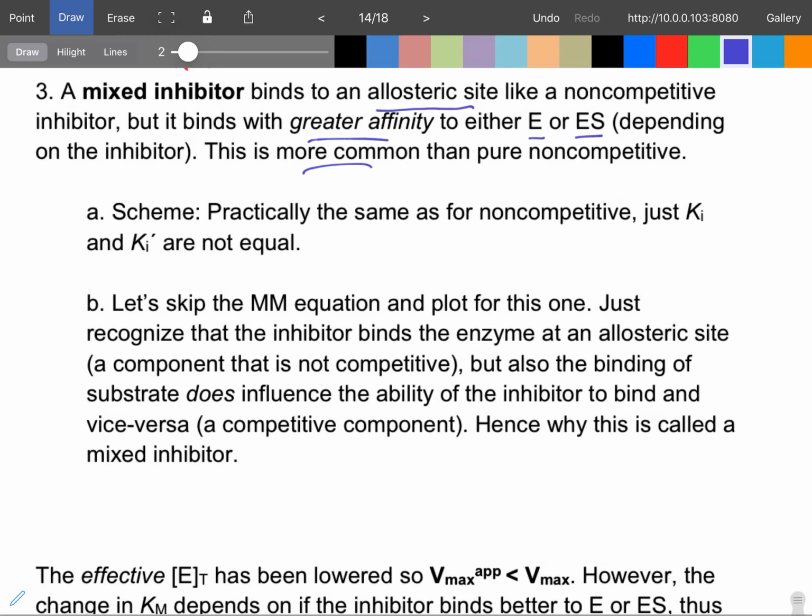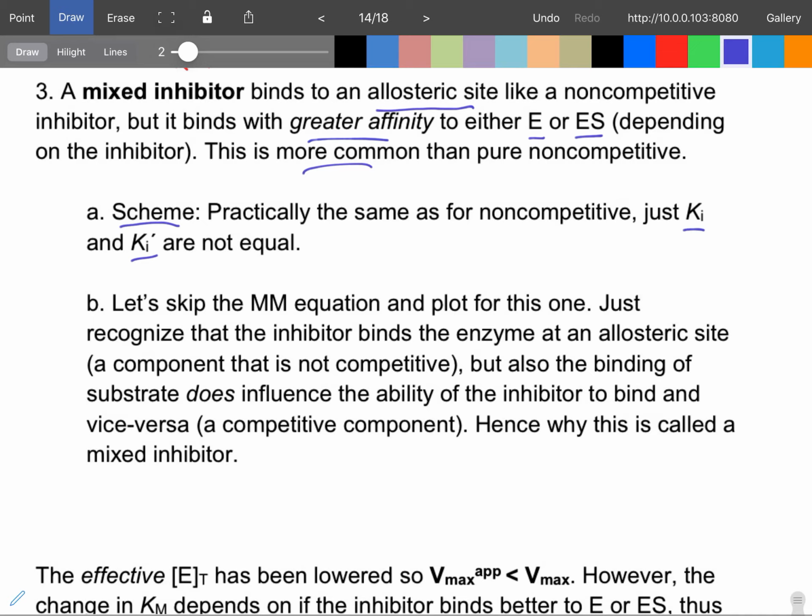The scheme for this I'm not going to draw out because it's basically the same as it was for non-competitive. It's just that the values Ki and Ki prime end up not being equal because the inhibitor is going to bind with greater affinity to one of those forms of the enzyme. And we'll skip the Michaelis-Menten plot for this one. It's a little bit uninformative. The Lineweaver-Burk plot's a little more useful to look at.